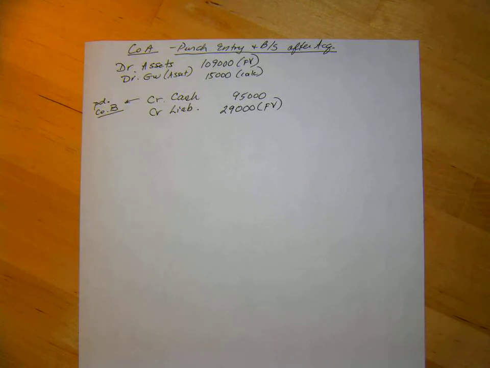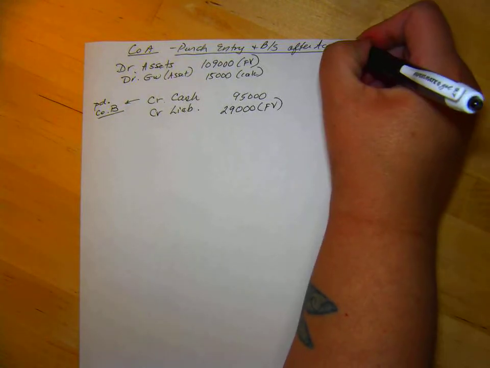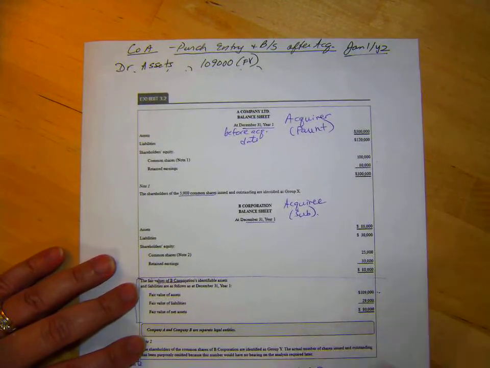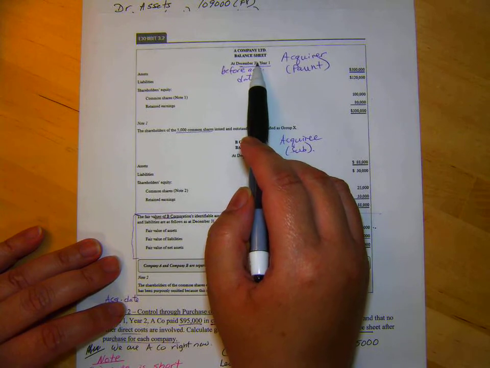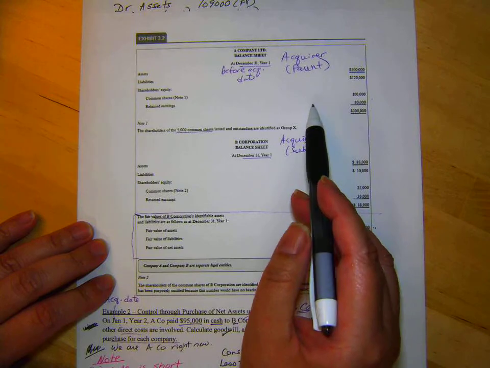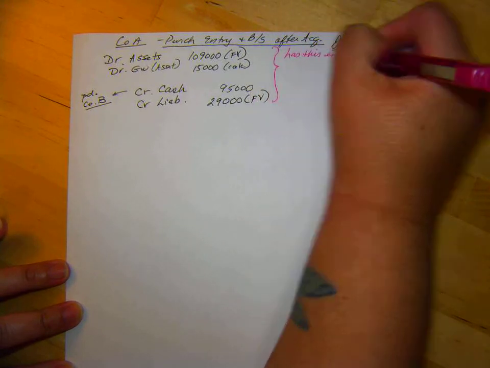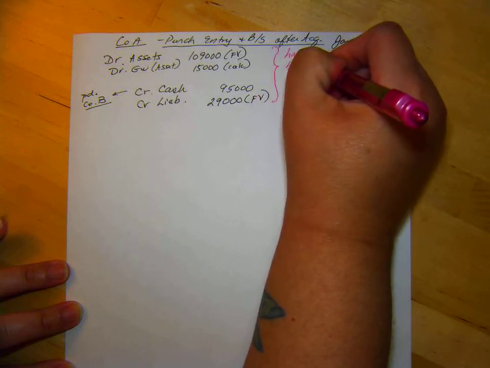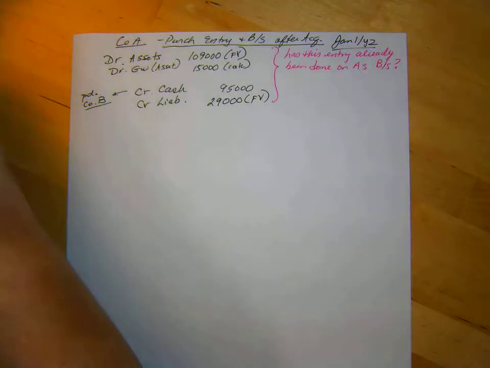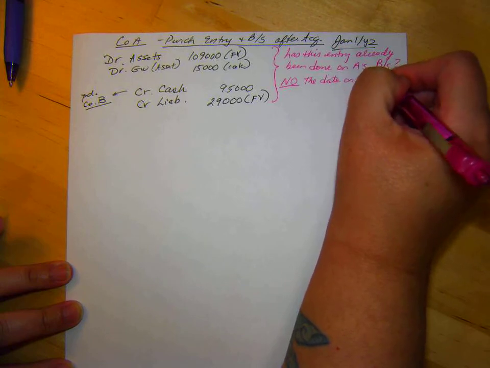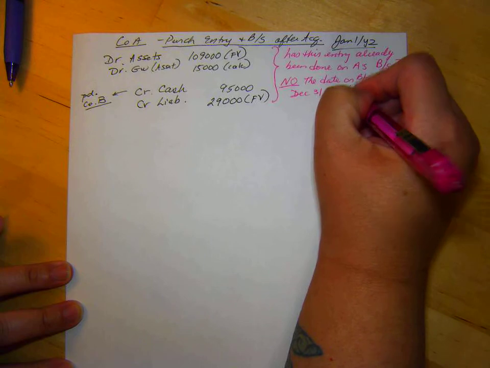Okay. One thing you want to check, okay? They throw a lot of stuff at you at this 400 level. This was done on January 1st, year 2, right? Acquisition. Sometimes in questions you will see this actually done on the acquisition date, so you'll see some of this incorporated here, okay? So you kind of have to ask yourself, if they're asking you for an entry, okay? So watch for this. Has this entry already been done on A's balance sheet? And the answer is no. The date on the balance sheet is December 31st, which is before acquisition.